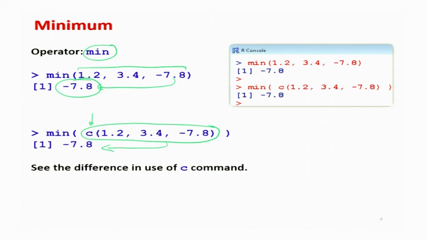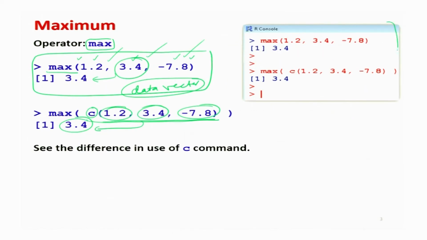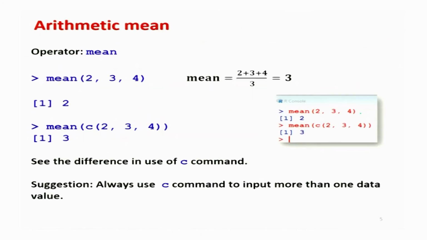So, in both the cases, maximum and minimum, you can see that whether you are using the concept of data vector or not, in giving the input values, the output is the same and it is not affected by the use of the C command. And you can see this is the outcome for the minimum and this was the output for the maximum. But now I try to show you something else, and now you have to be very careful about what I am trying to show you.